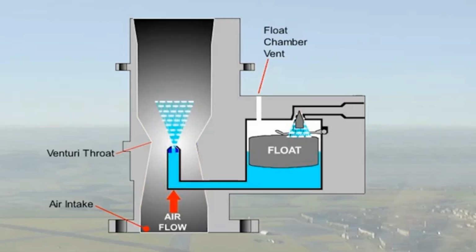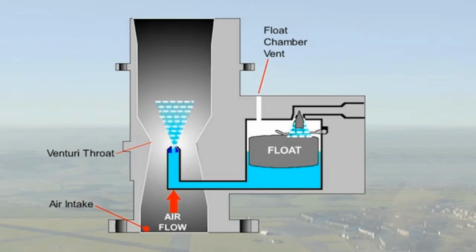Air intake or atmospheric air pressure acts on the fuel in the float chamber, which is connected to a fuel discharge tube located in the throat of the Venturi. The difference in pressure between the float chamber and the throat of the Venturi provides the force necessary to discharge fuel into the airstream.